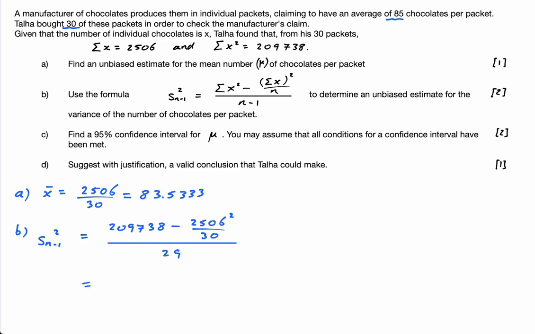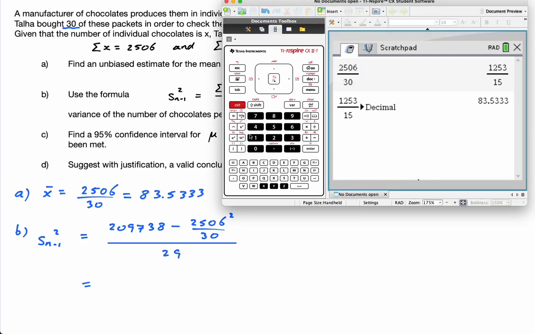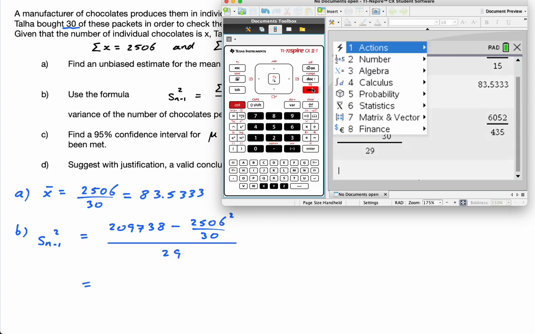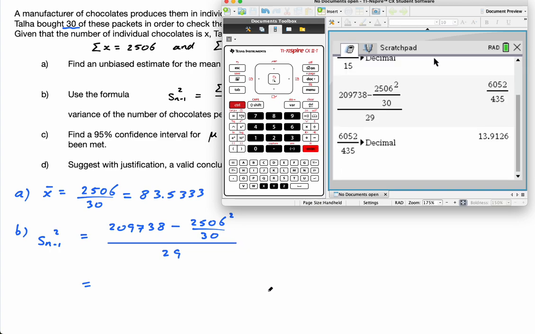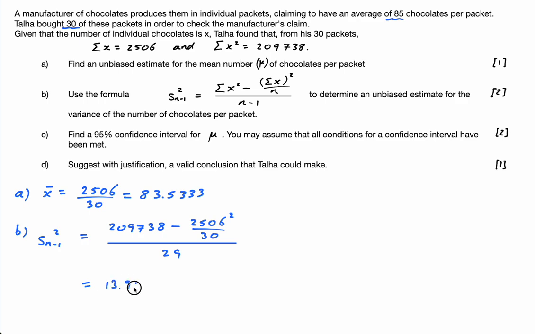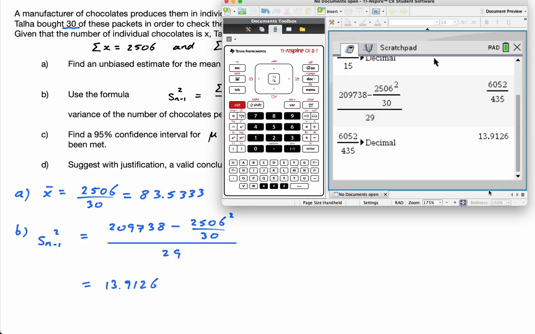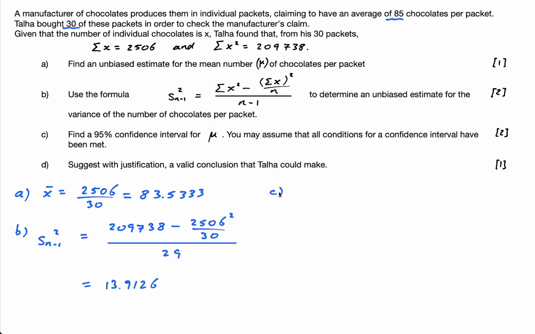Okay, this I need to definitely use my calculator for. So it's 209,738 minus 2506 squared over 30, all over 29. And this gives me 13.9126. Okay, good.